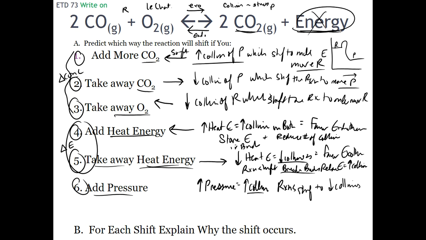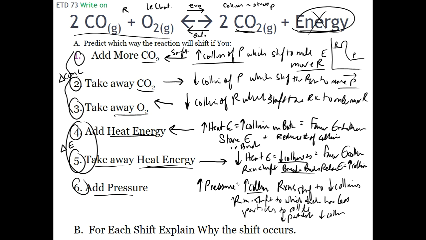Now, if we look at this, what that means is the reaction is going to have to shift to whichever side has less particles to collide, right? So that means that if I have less particles, I have less collisions. And if we look at what we've got going on here, on this side, the reactant side, we've got 2 of those carbon monoxides and 1 of those oxygen molecules. On the other side, we've got 2 carbon dioxide molecules.